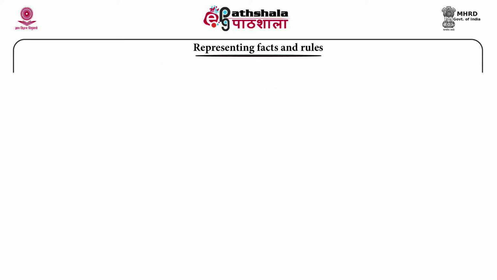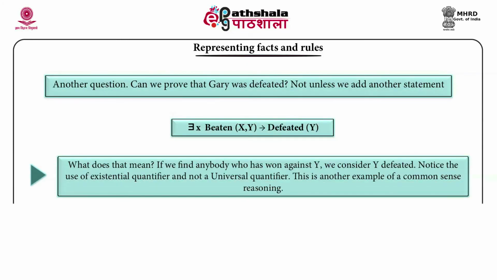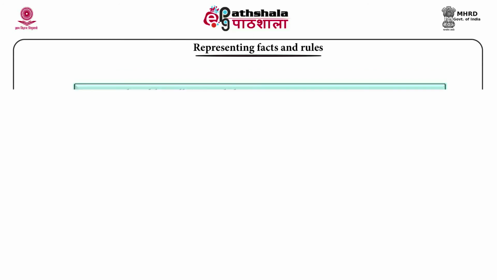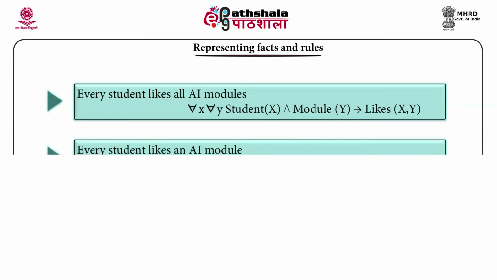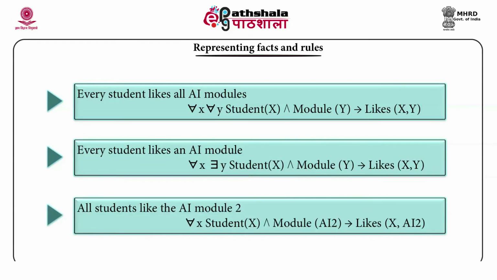Okay, what is the difference between the universal and existential quantifier, and how to use them? One example is shown on the screen. For example, when every student likes all AI modules, you say for all x, for all y, student x and module y implies likes x y. Now, the same statement, if you use the existential quantifier, makes it very different. It says every student likes a module. For all x, there exists y, student x and module y, likes x y.